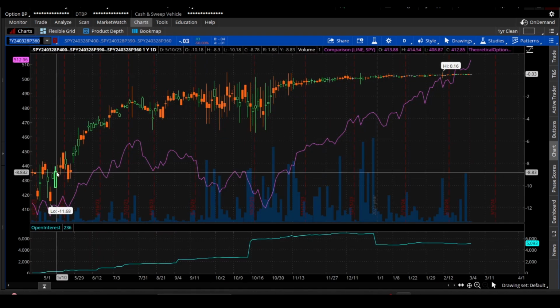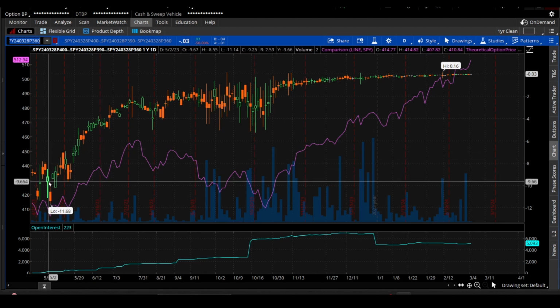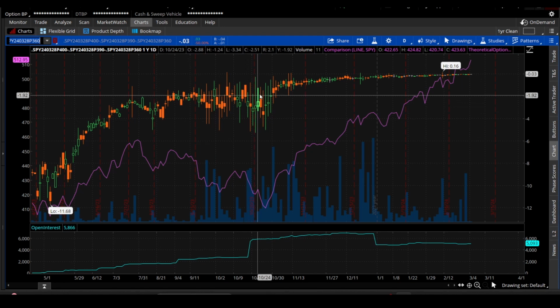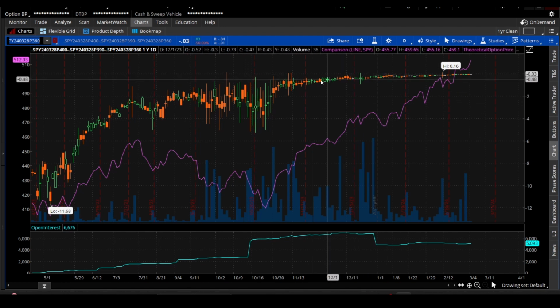And that's basically what this looks like. So, if you open this trade back in May of last year, 2023, you could have got roughly a $10 credit for it. And it's basically gotten close to zero right now.